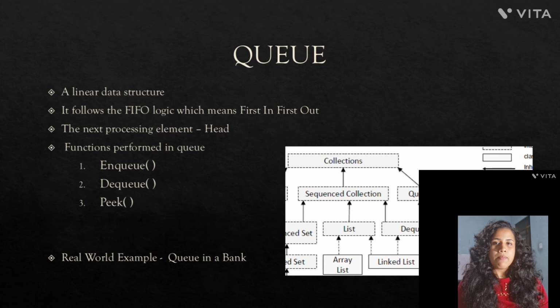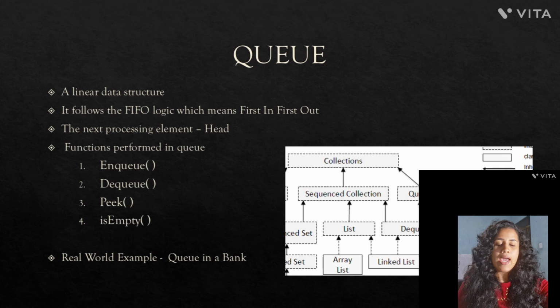So there are some functions specific for queue. Enqueue. Enqueue means inserting an element into the queue. Then dequeue. Dequeue means removing elements from a queue. And peek. Peek means checking the first entered element. Then there is isEmpty function, which means to check whether the queue is empty, and the clear function. Clear function means we can use it to clear, means remove all the elements.